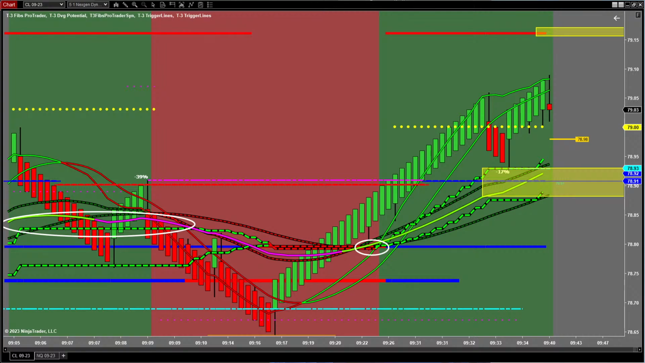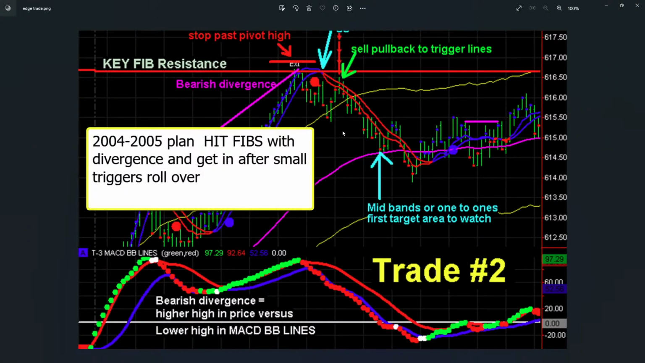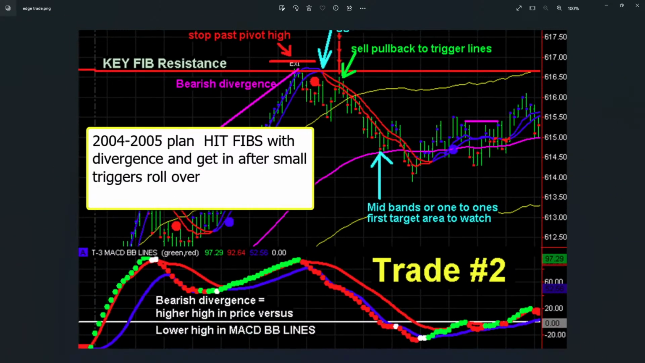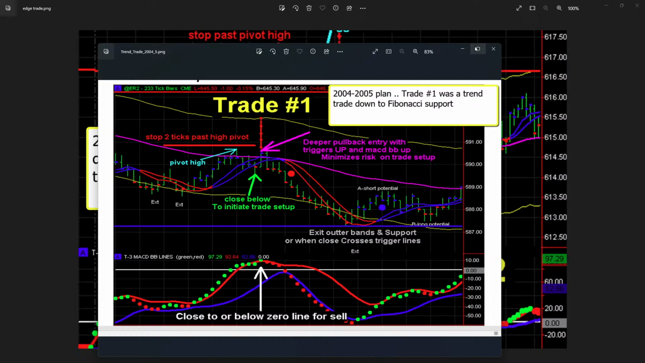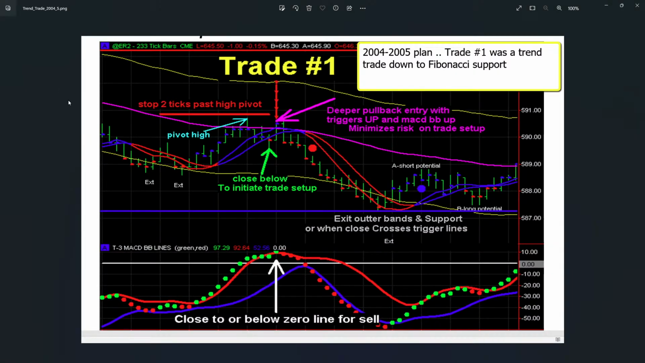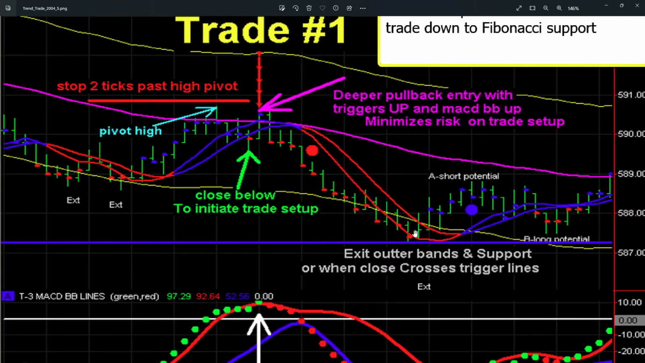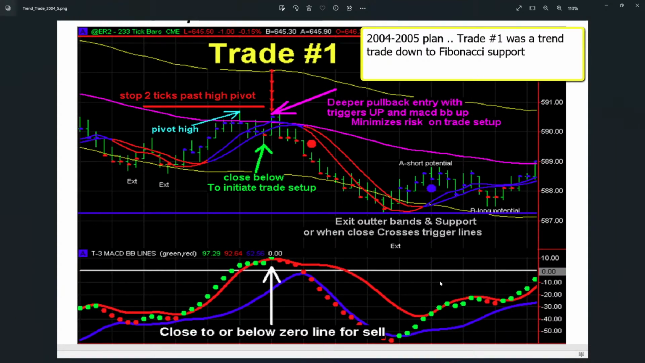I want you guys to see something, okay? I always do this because it's so much fun. In 2004, we said if you hit fibs and have divergence and the triggers roll over, sell the pullback to the triggers. That was our trade number 2. Trade number 1 was a trend trade. Just so you know, the market was trending down. It pulls back to the mid band and closes below the triggers, and then you get out with the outer bands and support.